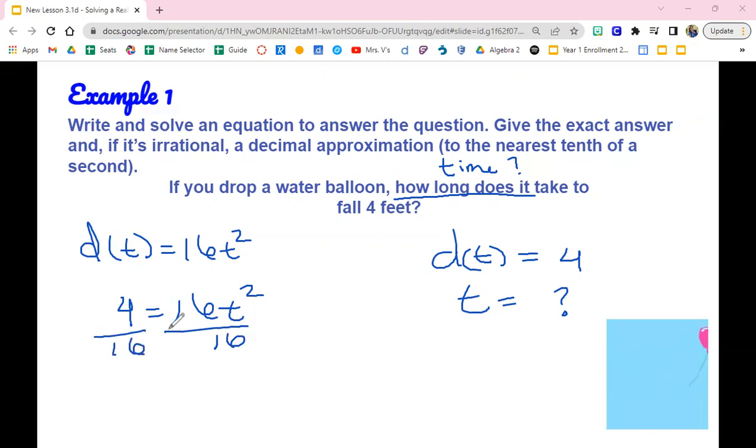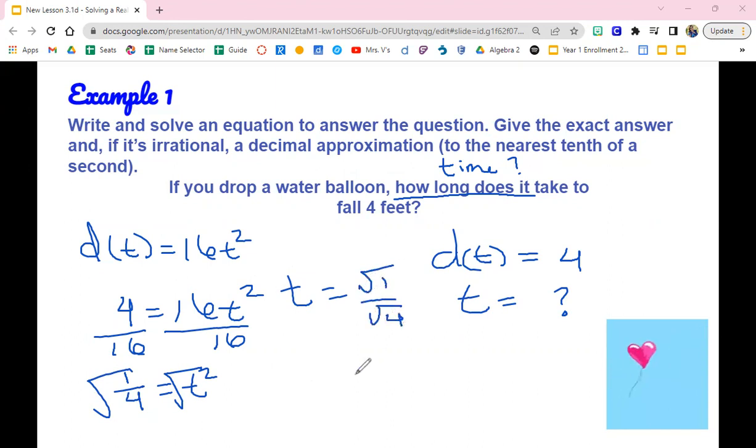Let's go ahead and simplify on my left side. 1/4 equals t squared. And I have a t squared. What's the inverse of a square? Square root. So let's go ahead and square root both sides. Now, we have t equals the square root of 1/4. You can go ahead and separate your radical to both your numerator and your denominator. So we have square root of 1 over square root of 4. T equals, what's the square root of 1?